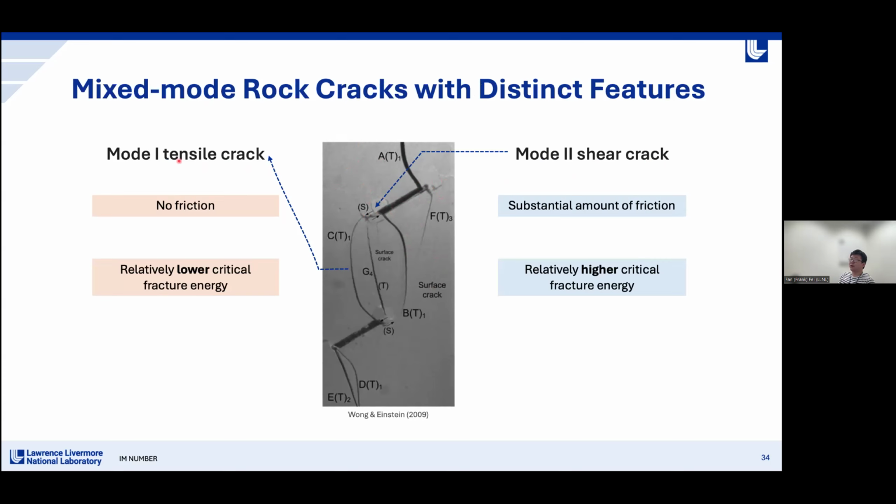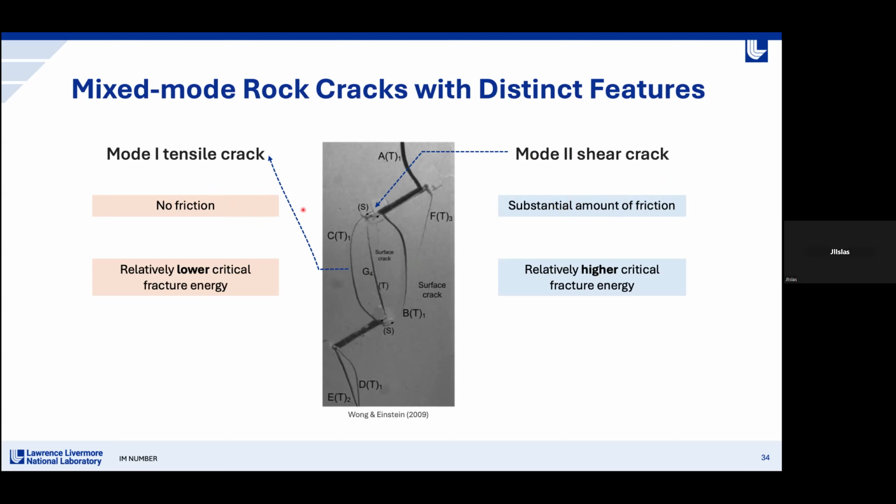For example, the mode 1 tensile crack is open and has no friction, but the mode 2 shear crack has a substantial amount of friction. And also, the critical fracture energy for the shear crack is much higher than for the mode 1 tensile crack, according to experimental measurement.